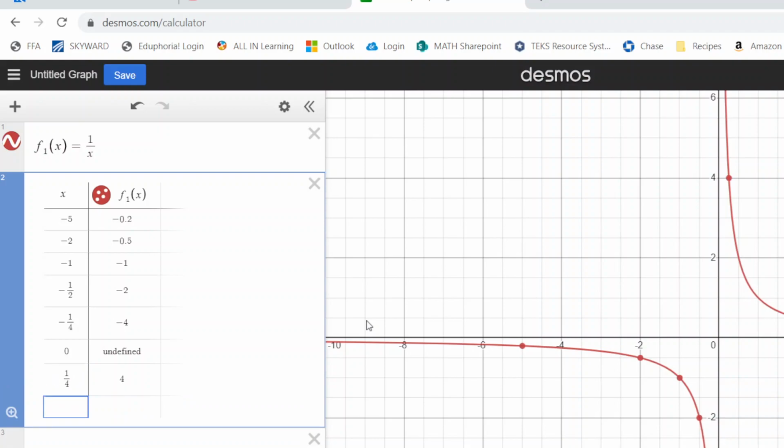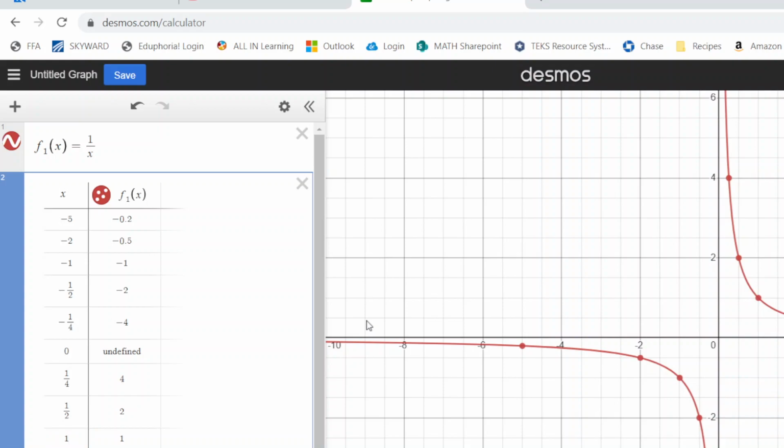Desmos is really friendly to input things. 1 divide 2 for 1/2. And then 1, and then 2, and then 5. See how easy that is. So now you could just pretty much type, you don't have to worry about scaling your graph too much with this function.